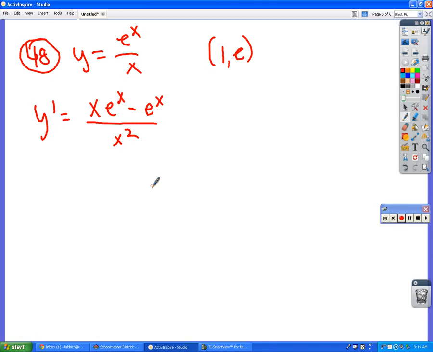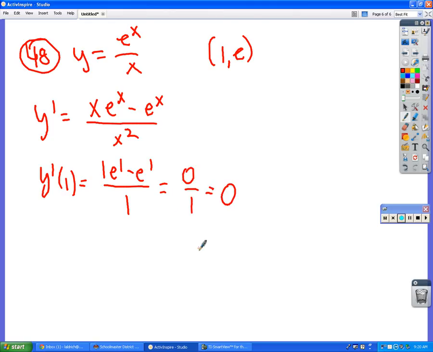All right, then what we're using that for is if we're going to come up with a tangent line, we need to find the slope at this particular point. So this is the slope of the curve at any point. How do I find the slope at this particular point? Plug in 1. So y prime of 1 is going to be 1 times e to the first minus e to the first over 1. What's that? 0, because 1 times e to the first minus e to the first is 0. 0 divided by 1 is 0.